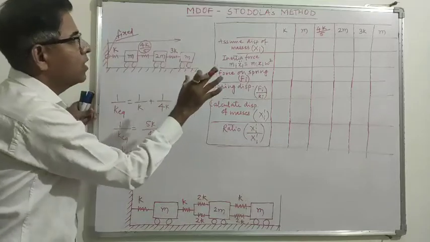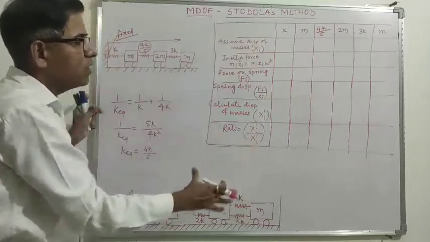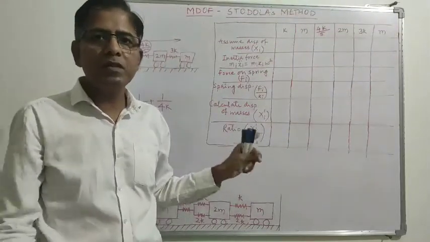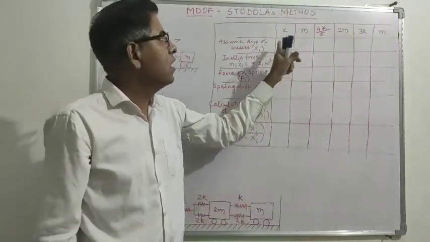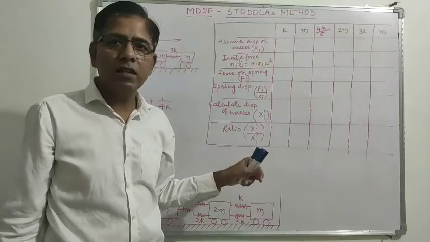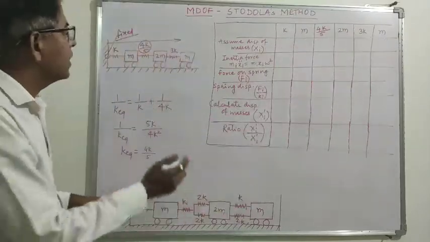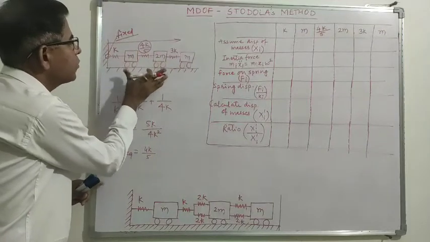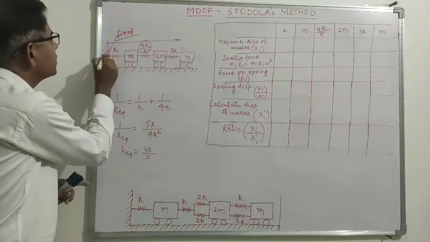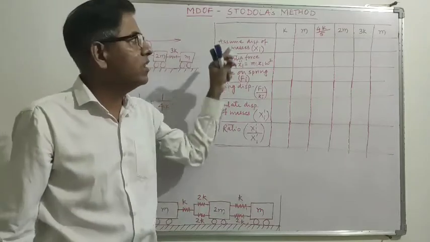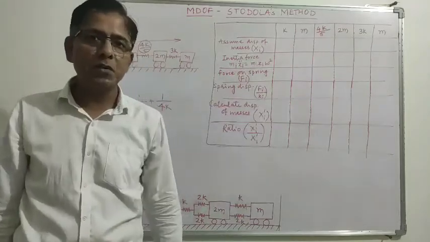So there is no confusion about the vertical parameters and horizontal parameters. Vertical parameters you need to learn by heart. I will explain the technique also, and horizontal parameters you can write down by seeing the problem. Always start from the fixed end and write down the stiffnesses and masses in the correct sequence.